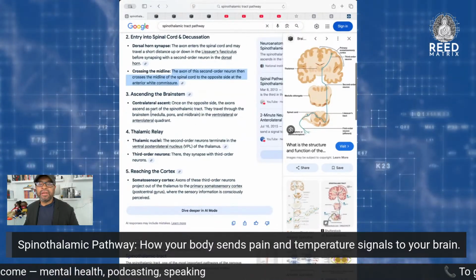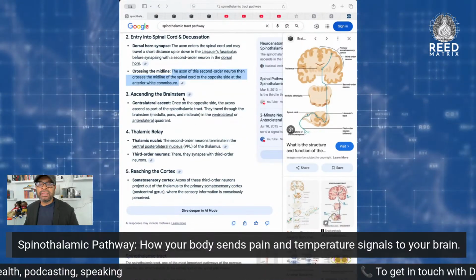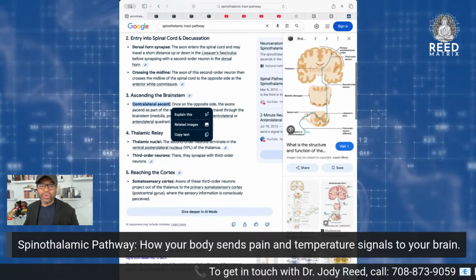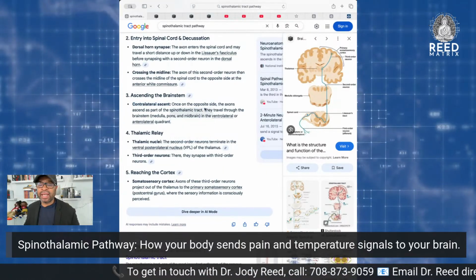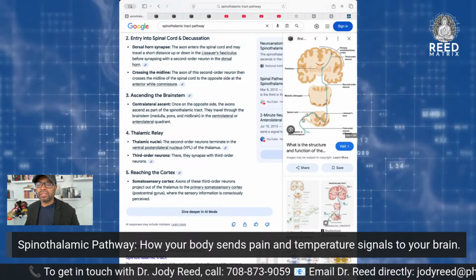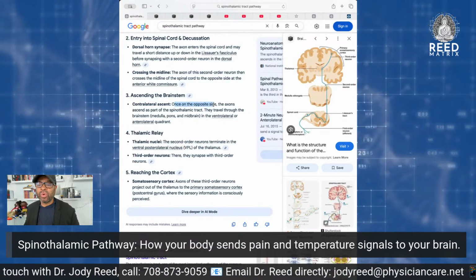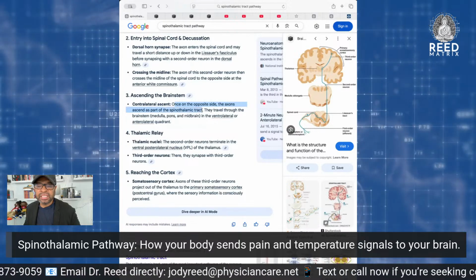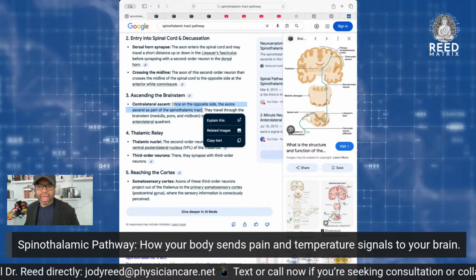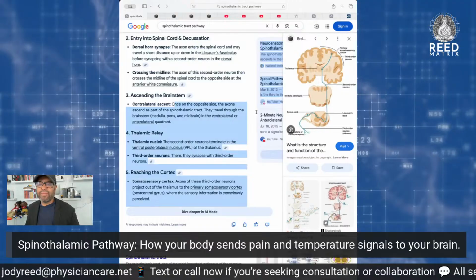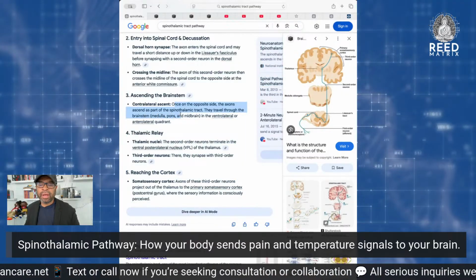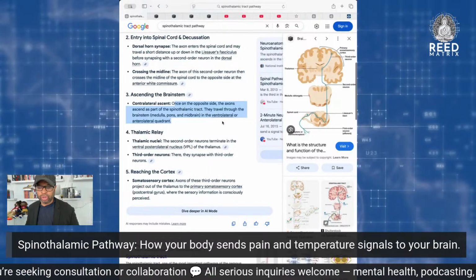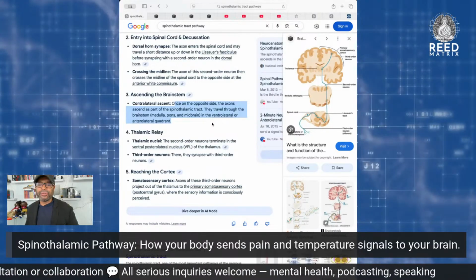Ascending the brainstem. Contralateral ascent. So it ascends on the contralateral side, because remember, it crosses over here. Once on the opposite side, the axons ascend as part of the spinothalamic tract. They travel through the brainstem, that is the medulla, pons, and midbrain, in the ventrolateral or anterolateral quadrants. I'll show you that a little bit later.